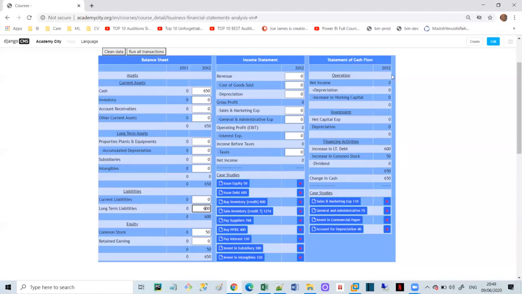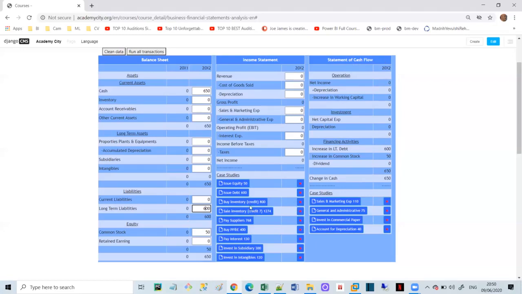So the rest is all 0 because I haven't done any other things yet. The only reason that I have an increase in the cash is because of financing. I'm financing the company by taking a loan or issuing common stock. That's the objective of the third section of the statement of cash flow. We'll see the other two in a second.